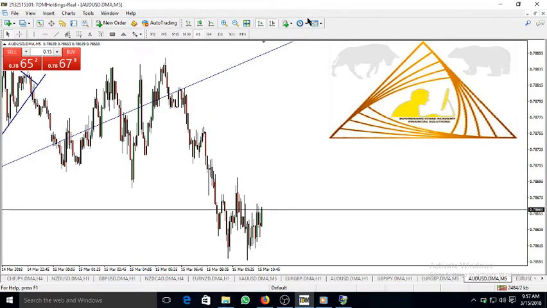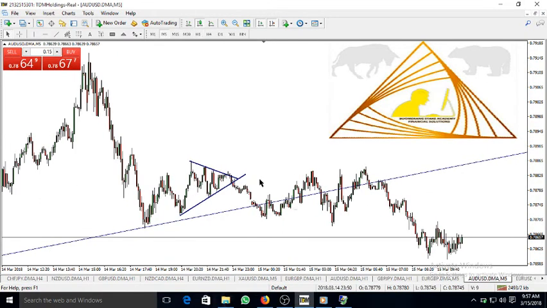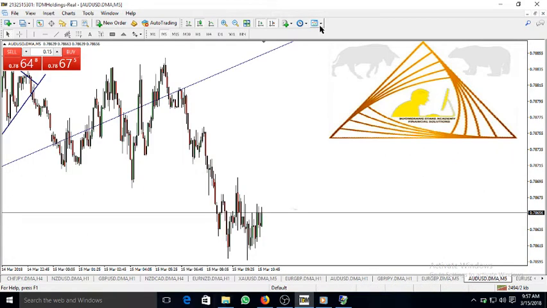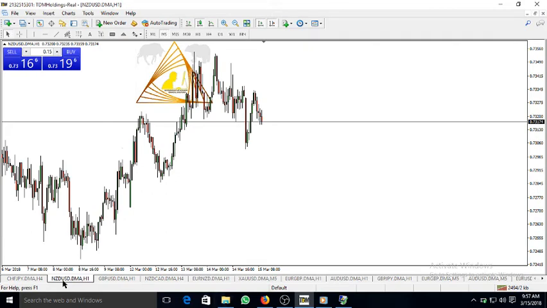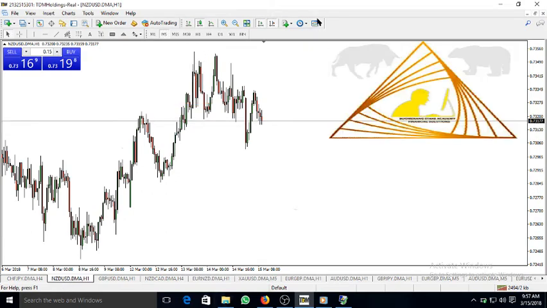Let me check this one. Okay, same thing. NZD USD. Okay, this is what I'm having here. I'm having a strong uptrend, right? I'm having a strong uptrend.